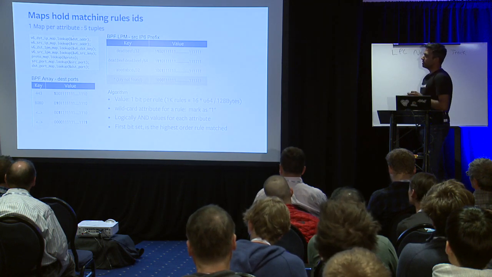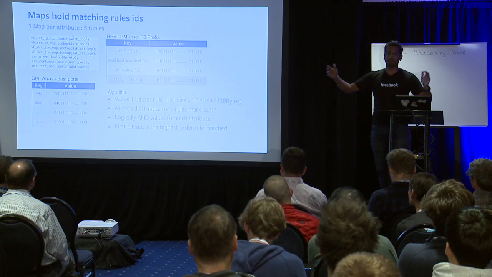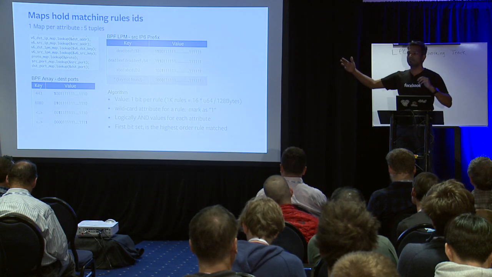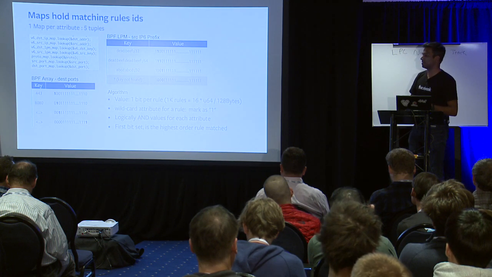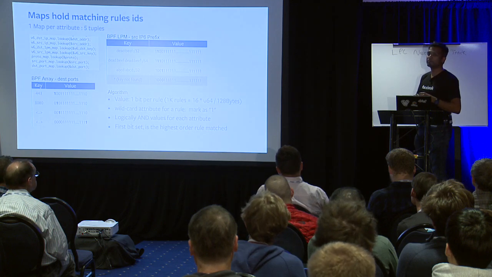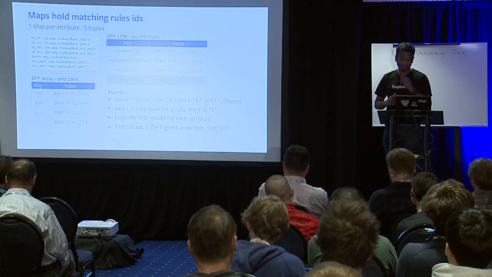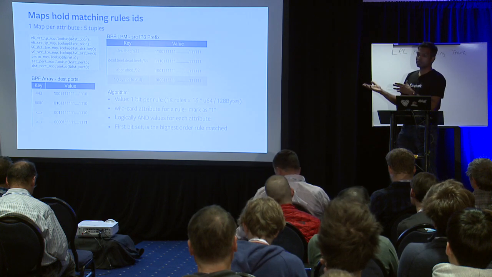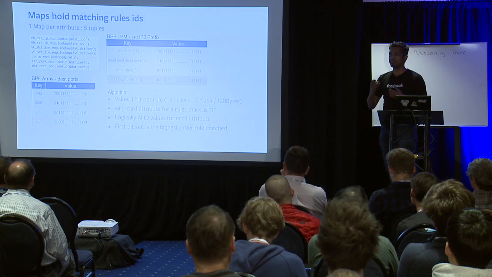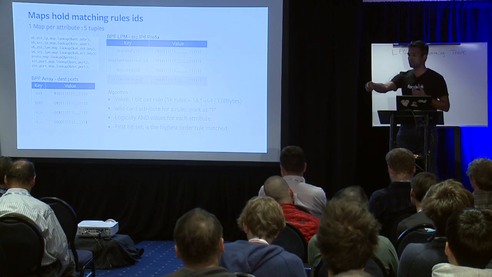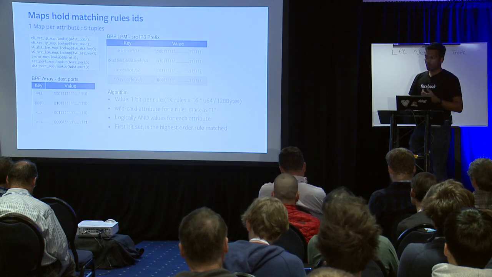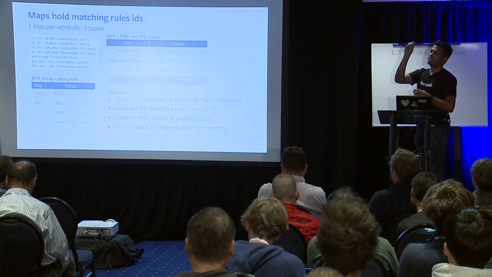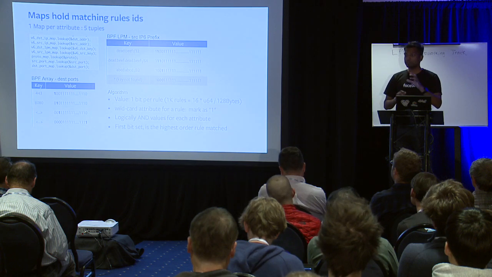But the map's value now is essentially a large bitmap, and the number of bits is equal to the number of rules. So let's say you have 1,000 rules, you have 1,000 bits, which is about 128 bytes worth of an array of u64s. And what the value now represents is a one or a zero. One means it's a match, which means you explicitly specified the criteria in that specific rule to match that tuple, or it could be a wildcard, which again would be a match. Or it could be zero because somebody else had another criteria in there for that specific tuple.